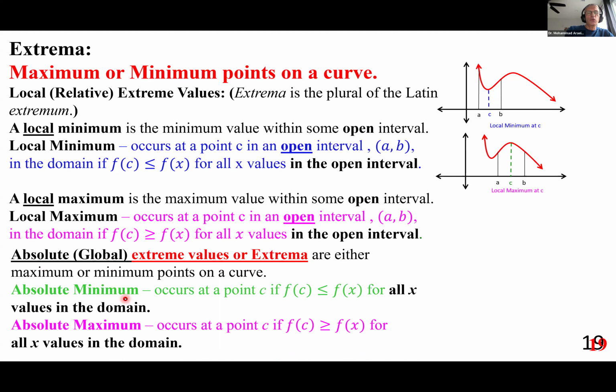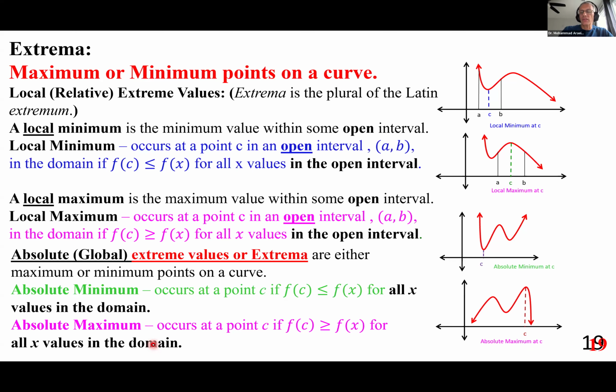Absolute minimum occurs at a point c if f of c is less than or equal to f of x for all x. This is for all x values in the domain. Absolute maximum occurs at the point c if f of c is larger than or equal to f of x for all x values in the domain. So as we look at this, in fact, let's look at them together.